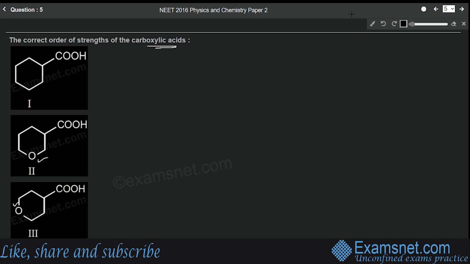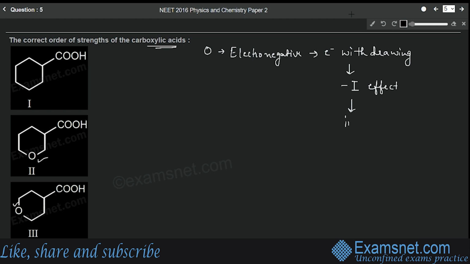So we know that oxygen is an electronegative atom. Therefore, it will show electron withdrawing effect, and it means it will show minus I effect. Also, we know that minus I effect will increase the strength. It will increase acidic strength. So it means that the second and the third one will be stronger acids as compared to the first one. So first one will have minimum strength.